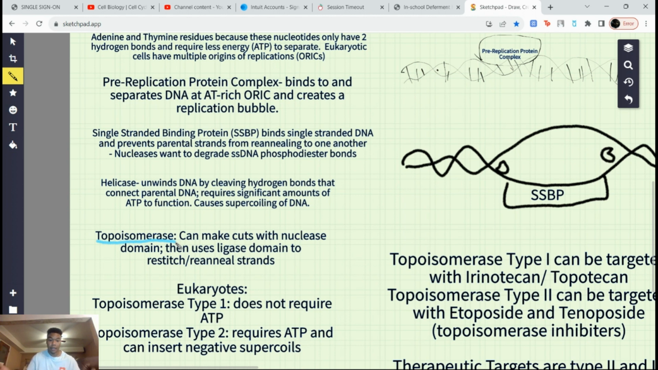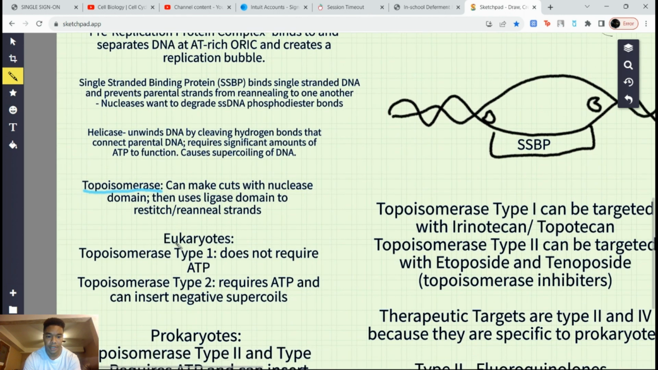And then it has a ligase domain. So they have two domains. This enzyme has two domains: one domain that cuts and cleaves to loosen the supercoils, and one that binds them or reanneals those strands. So the ligase domain. And ligase is an enzyme that connects two molecules together. That's the gist of ligase. So topoisomerase cuts the supercoils and then stitches them back together when they're not as tight.